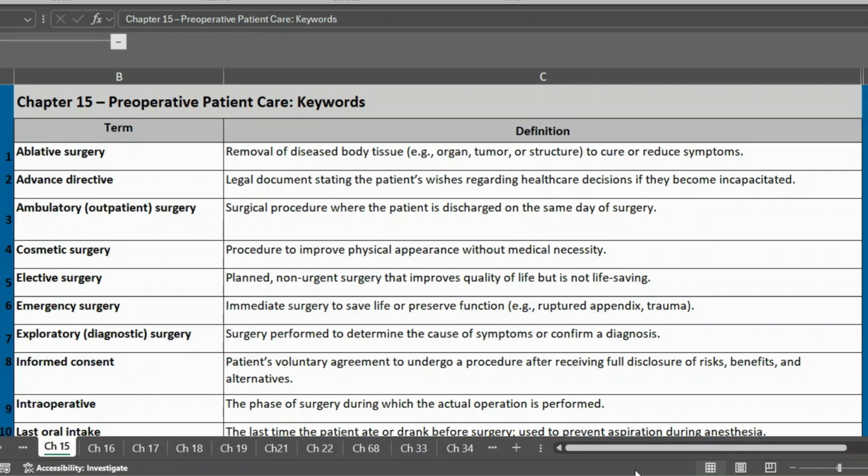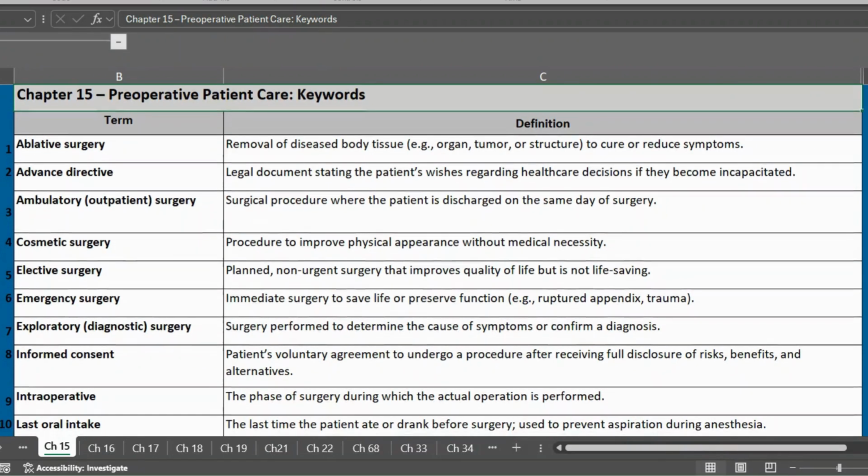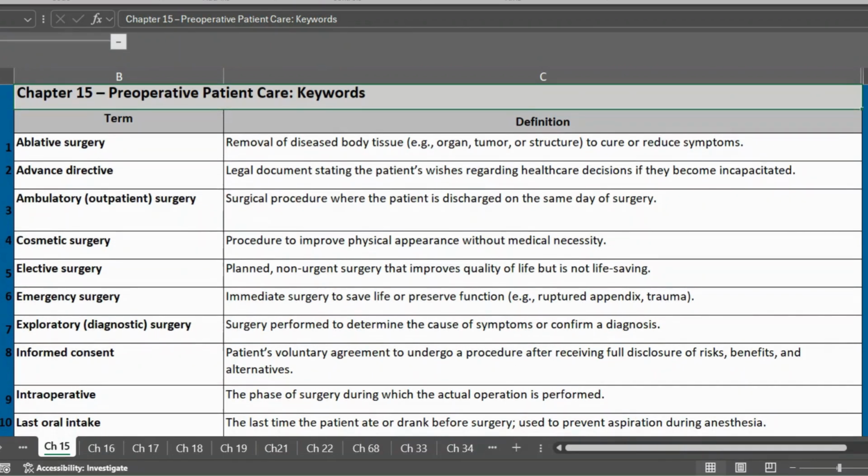Exploratory or diagnostic surgery is a surgery performed to determine the cause of symptoms or confirm a diagnosis. So it's a surgery to identify the cause of symptoms. Example, laparoscopy for undiagnosed abdominal pain. Informed consent is the patient's voluntary agreement to undergo a procedure after receiving full disclosure of risks, benefits, and alternatives. So it's a voluntary agreement to treatment after full disclosure. Meaning it must include risks, benefits, alternatives, and be signed by the patient.